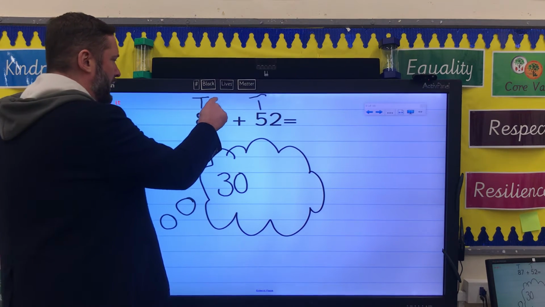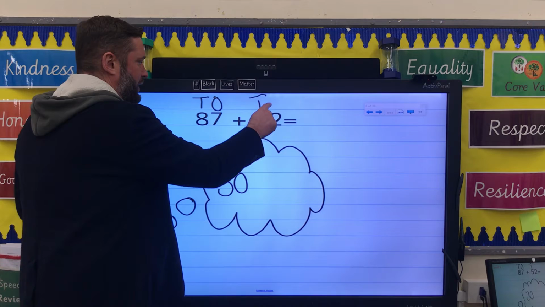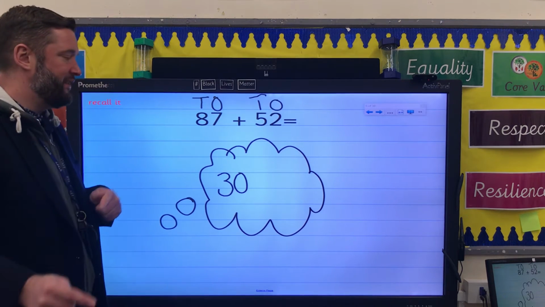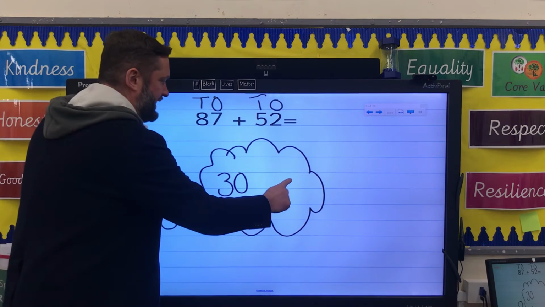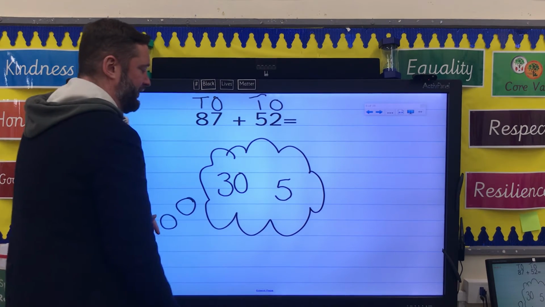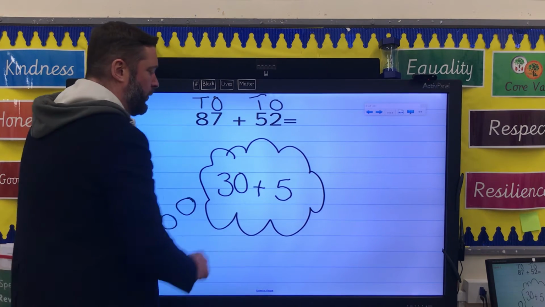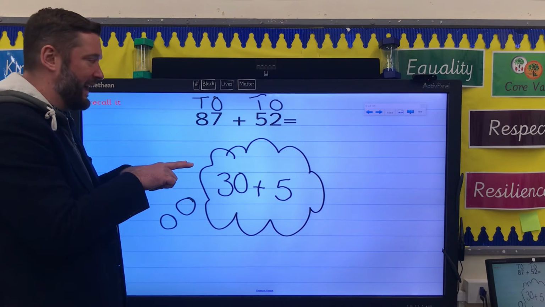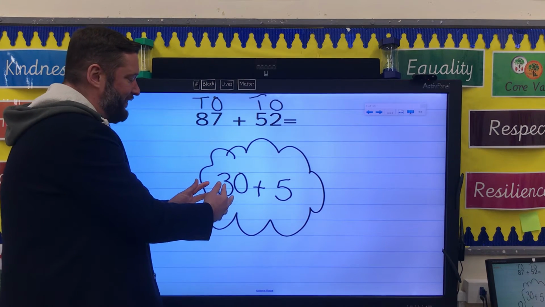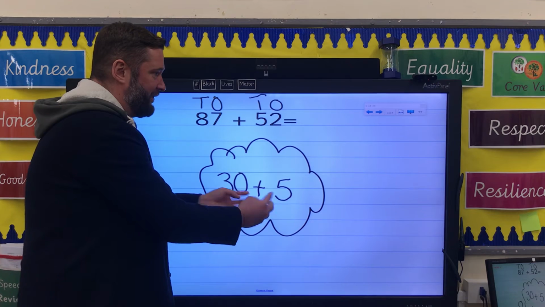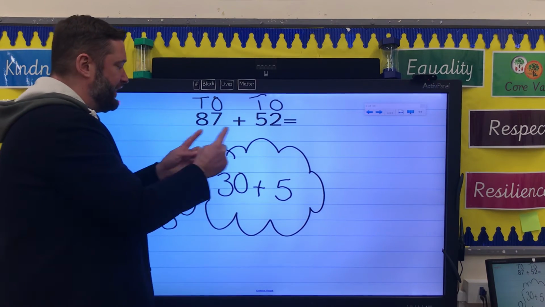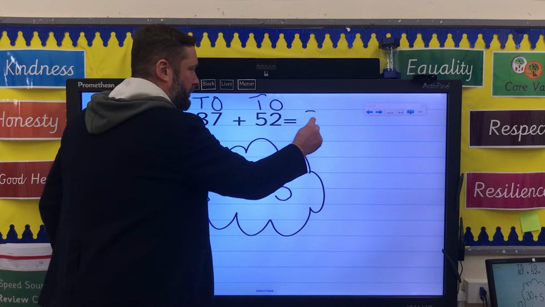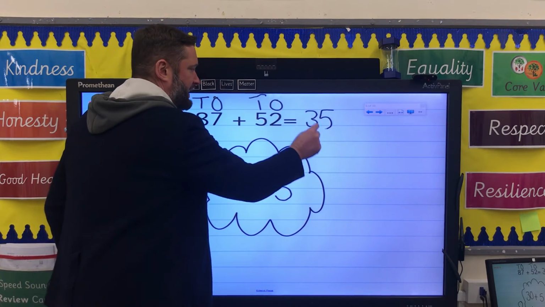Now I'm going to take away the ones. 7 ones take away 2 ones. 7 take away 2 is 5. So there are 5 ones left. Now, I always have to add those two numbers together because that's my tens that are left and that's my ones that are left. So I now need to know how many are left altogether. 30 add 5 make 35.